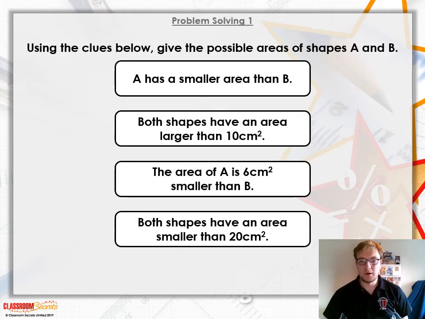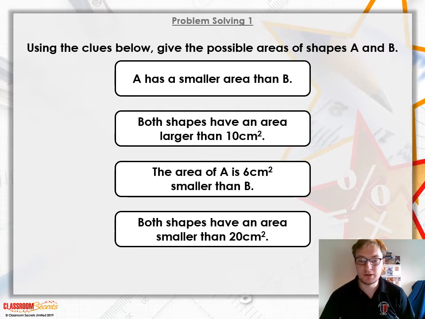Now we're moving on to our problem solving. Now this one can be a tricky question because it's got a lot of information. So listen carefully, read the clues a few times before you start to answer this question. So using the clues below, give the possible areas of shapes A and B.